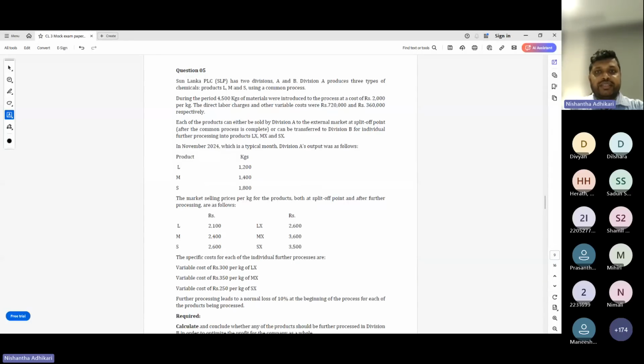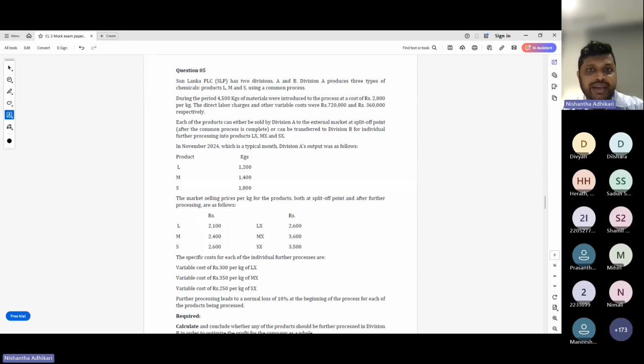Right. This is a company, Sri Lanka SLP, which has two divisions, A and B. Division A produces three types of chemicals, L, M, and S, using a common process. During the period, 4,500 kilograms of material were introduced to the process at a cost of 2,000 per kilogram. The direct labor charges and other variable costs were 720,000 and 360 respectively.